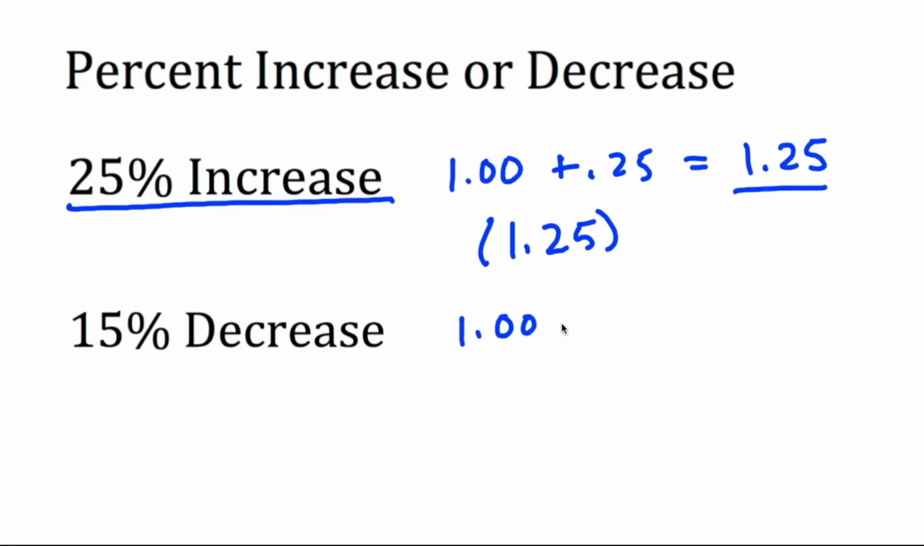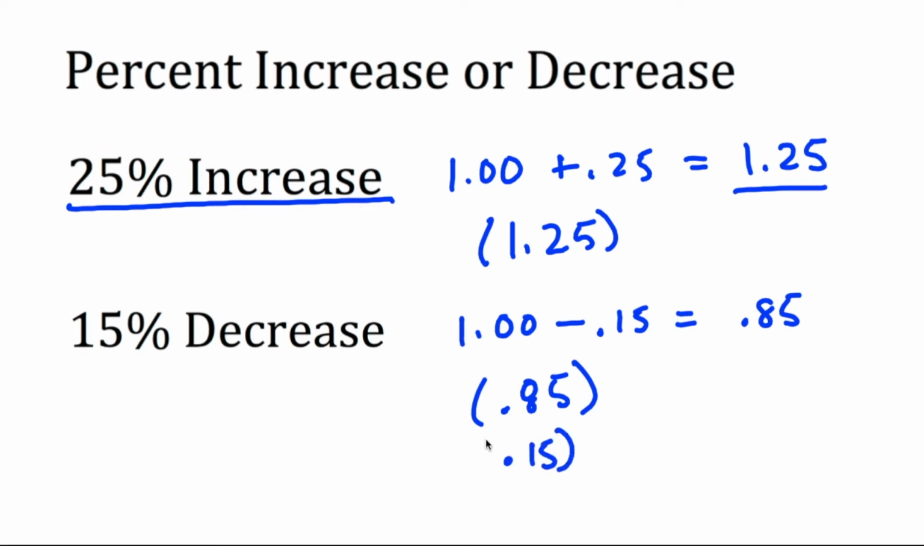A 15% decrease is 1.0 minus 0.15, which equals 0.85. You would multiply the number by 0.85. So don't worry, the SAT would also have in there 0.15 as a solution. But the answer is, if it's a 15% decrease, it is multiplied by 0.85.